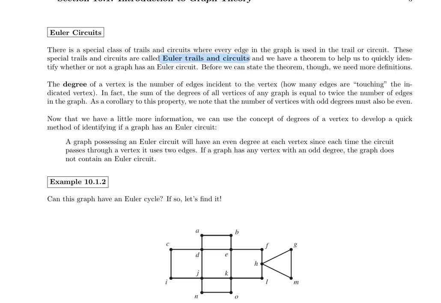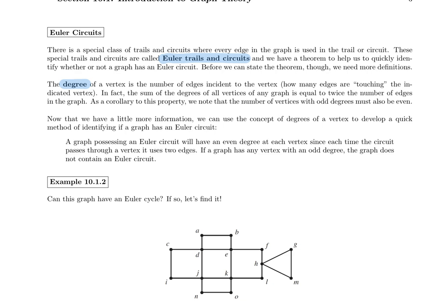And we have a theorem to help us quickly identify whether or not a graph has an Euler circuit. But before we can state that theorem, we need to know a few more definitions. So let's start with degree. The degree of a vertex is the number of edges incident to the vertex, meaning how many edges come into or out of that vertex. How many are touching the indicated vertex.